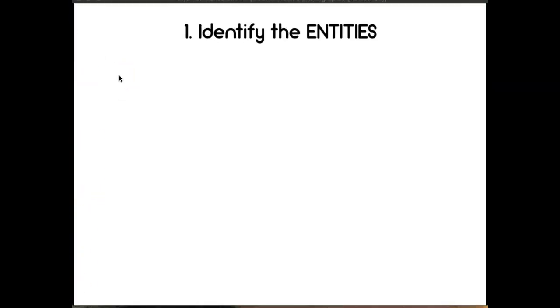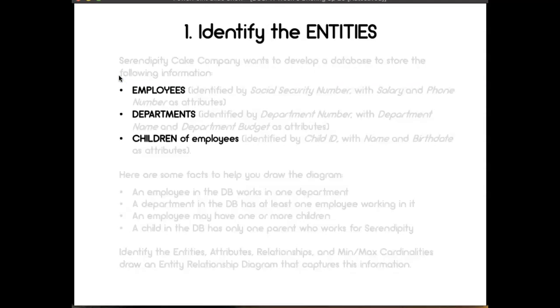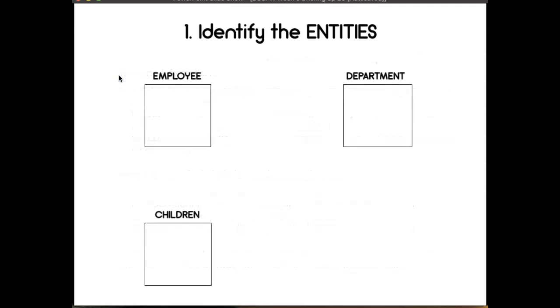In order to begin drawing an entity relationship diagram, you need to identify the entities in your diagram. Let's look at the original problem description to see if we can find the entities there. If we read the exercise, we can find that there are three entities: employees, departments, and children. Once we know the entities, we can draw them, representing each entity as a box and labeling it appropriately.